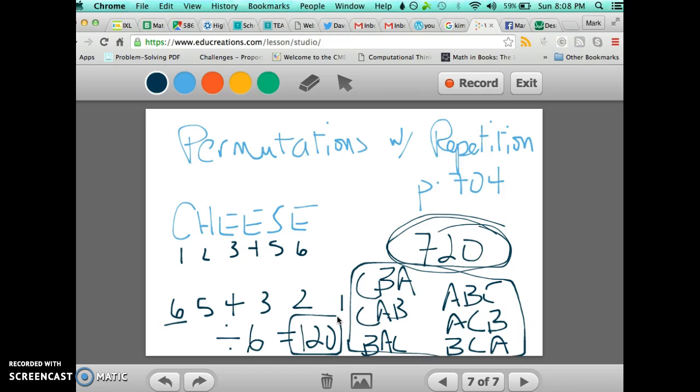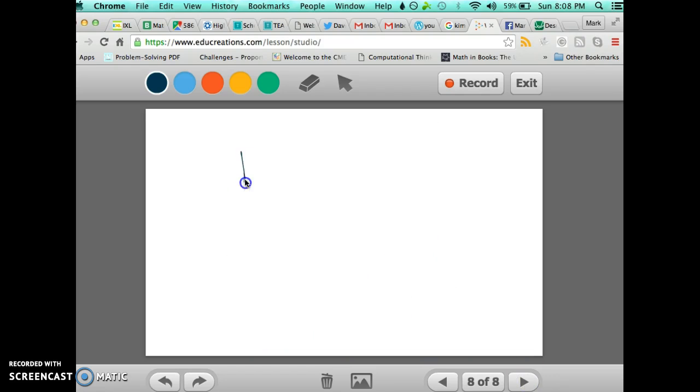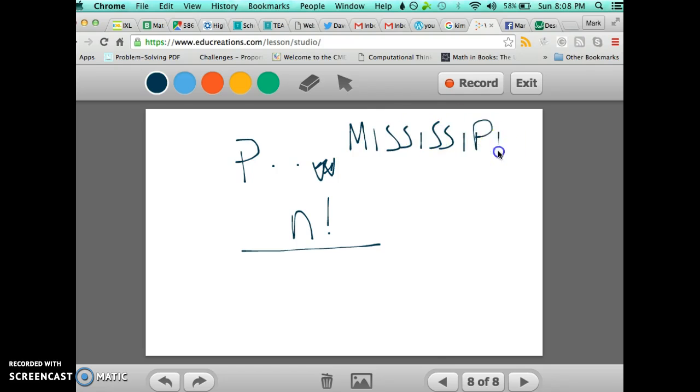120 permutations. In general, my regular way of finding permutations is going to be my n factorial. I'm going to divide in this case by whatever it is that's being repeated. So let's say another example is the word Mississippi, right? Well, here I have 1, 2, 3, 4, 5, 6, 7, 8, 9, 10, 11. I've got 11 factorial letters. So you think I might have 11 factorial possible ways to order it.